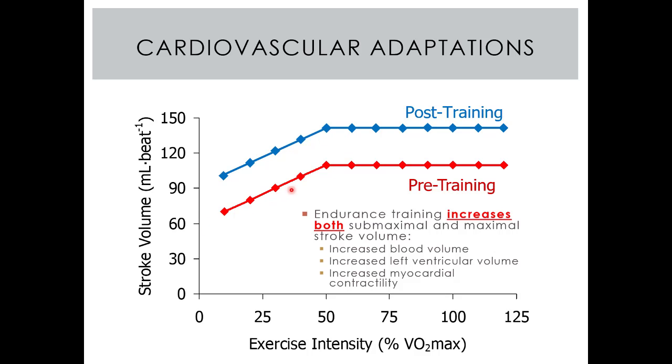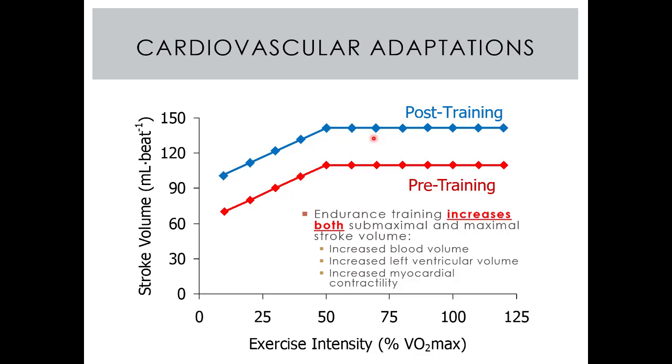The red line here represents the stroke volume response to exercise at pre-training, so before starting an endurance training program. And the blue line here represents how the stroke volume response to exercise changes at given intensities after some time of endurance training. So in other words, post-training. So we have pre-training and post-training stroke volume responses at given intensities of exercise.